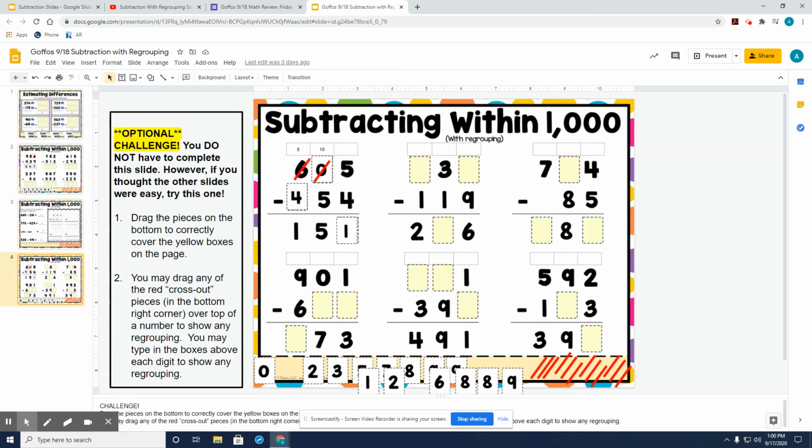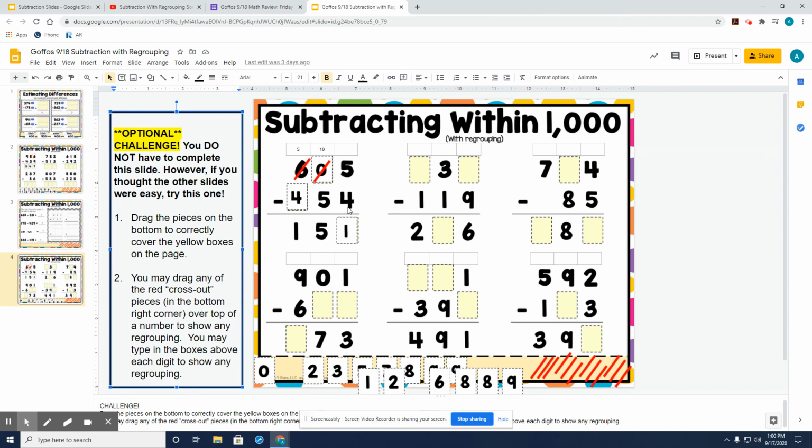And then this last slide says optional challenge. You do not have to complete this slide. If you thought the other slides were super easy and you're getting the hang of subtracting, try this out. It is hard. I'm telling you it is hard, but I want you to try it. What this is asking you is to fill in the numbers to make the math sentence correct.